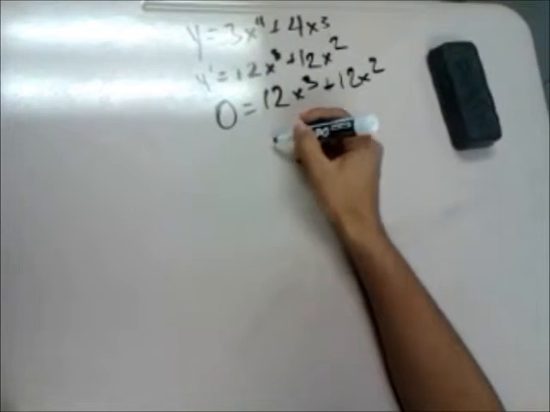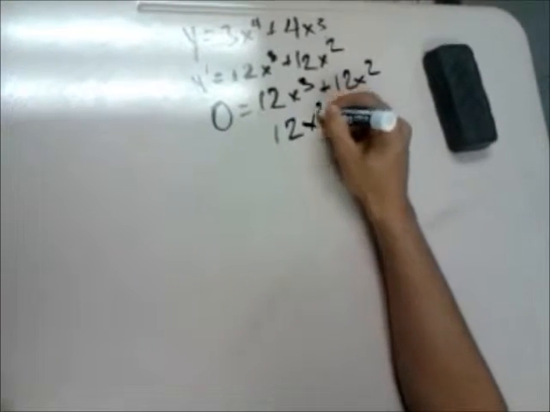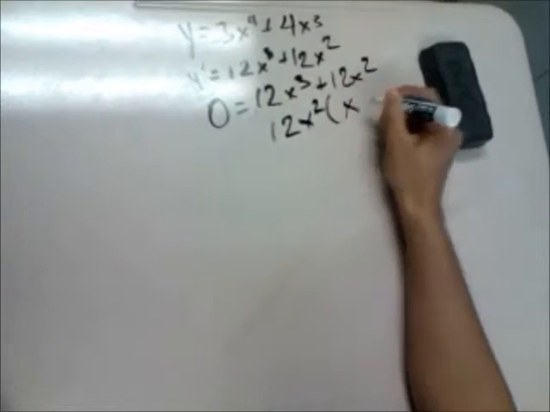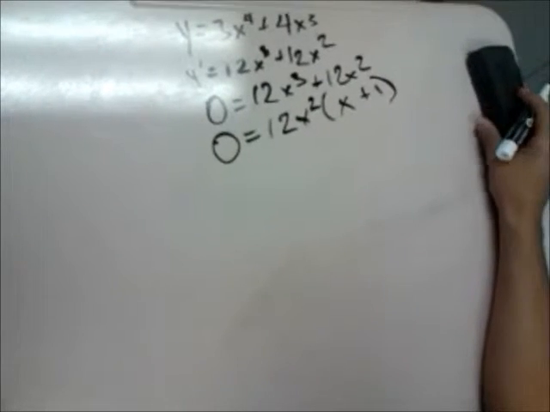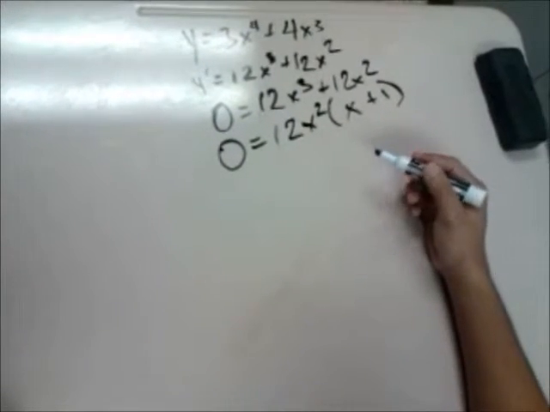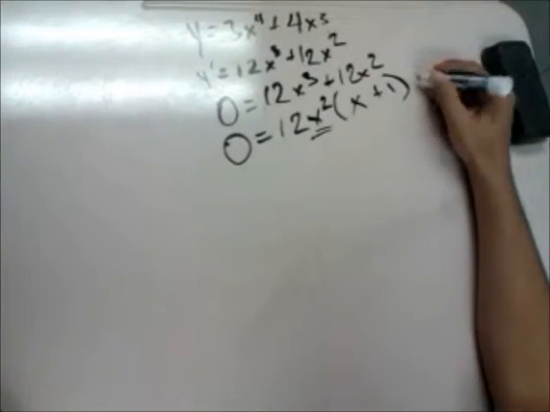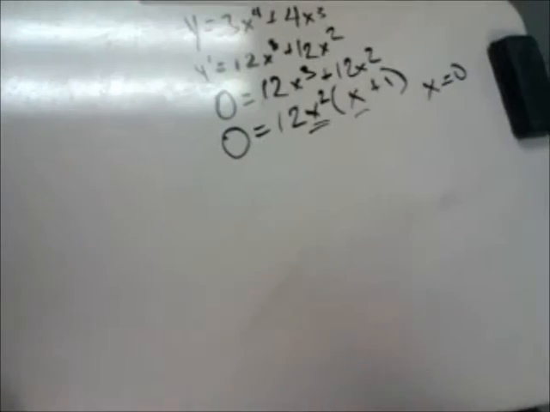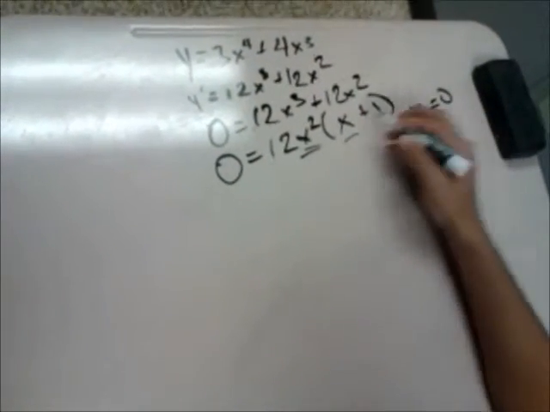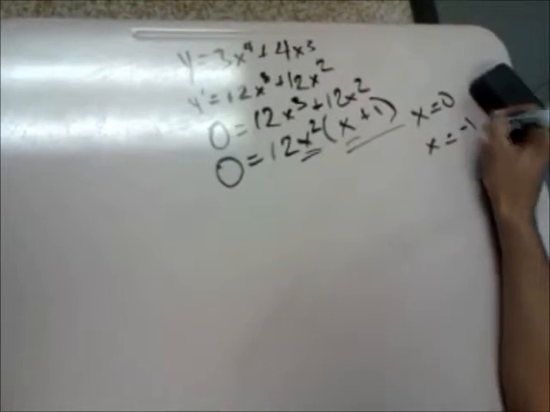Okay, so something they both have in common, it's pretty simple: 12x squared. You can take that out, and you get x plus 1 on the inside, all equal to 0. Okay, so now something you can do very simple. Again, just make this 0. So x is equal to 0. And right here again, you could put in -1, and that would make this 0. So x is equal to -1.